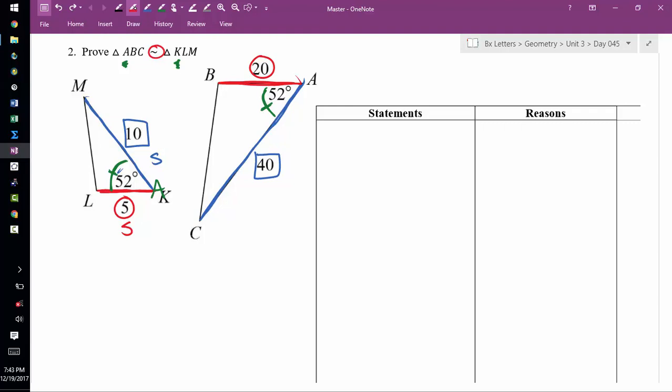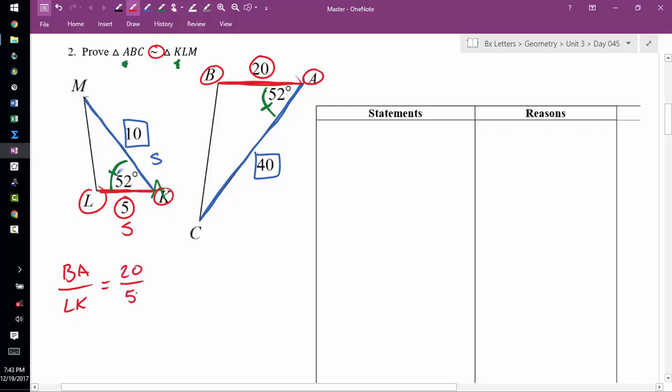So my ratio is going to be this side BA, right? BA over the corresponding side LK. And that would be 20 over 5, which turns out to be 4. And then my other ratio is going to be AC, right? AC over the corresponding side MK. And we're going to get 40 over 10.